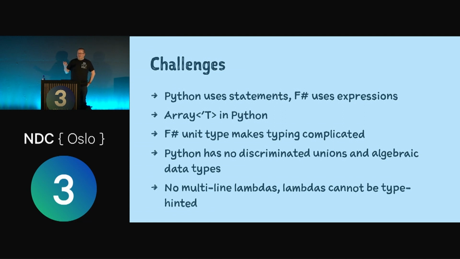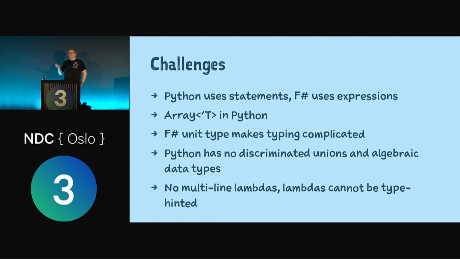You also have in F#, it's quite tempting to use arrays in your code. But in Python, you don't have arrays. Or you have arrays, but no one uses them. So you have the array.array module, which no one uses. Everyone uses a list. So if you have an array of T, what should you do with it? Should you just make a list out of it?